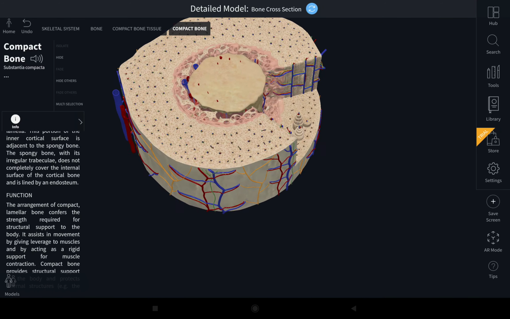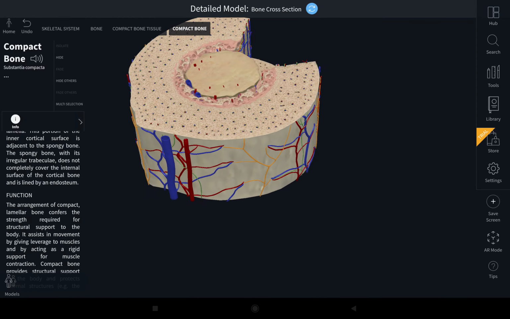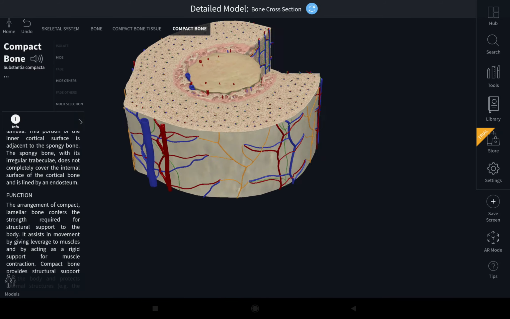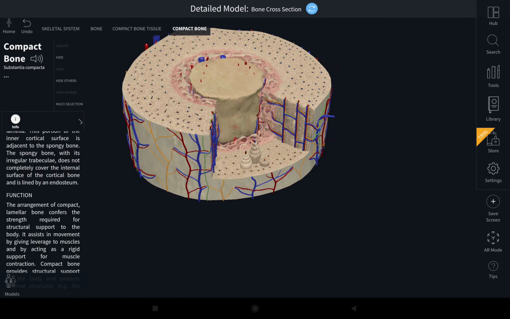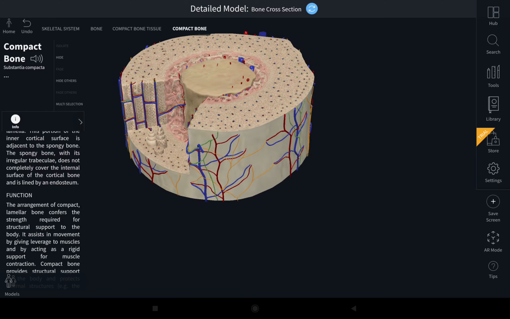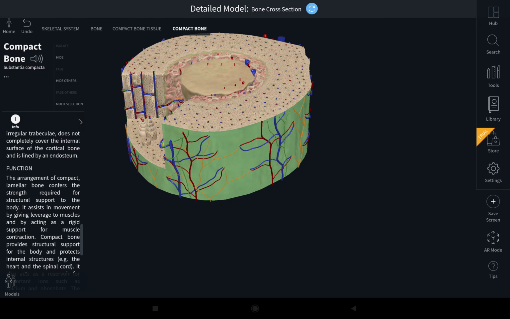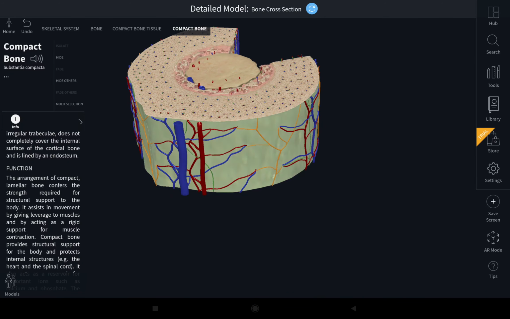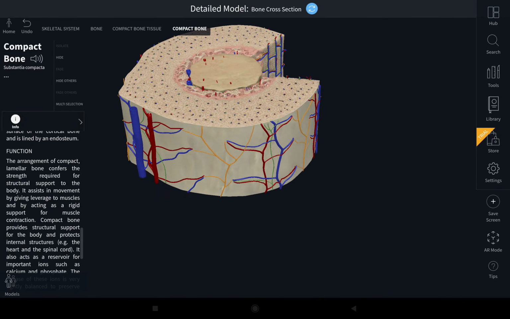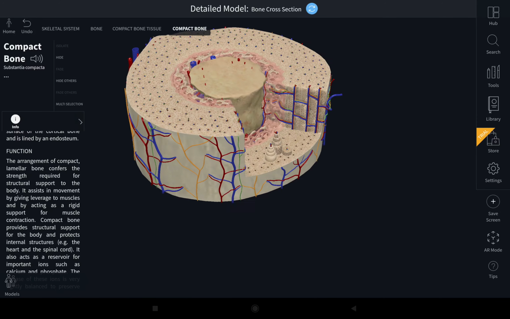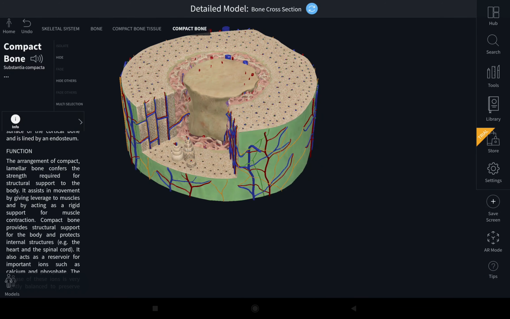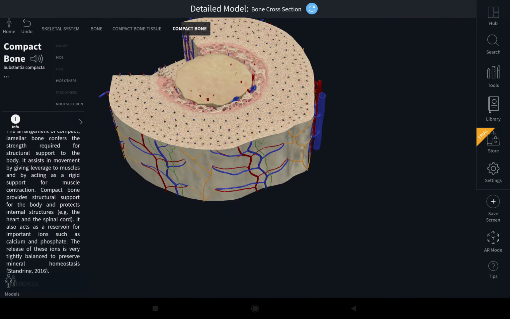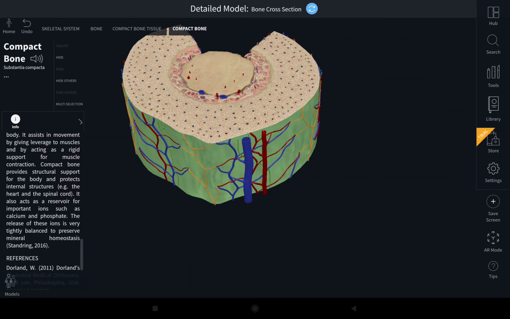The arrangement of compact lamellar bone confers the strength required for structural support to the body. It assists in movement by giving leverage to muscles and by acting as a rigid support for muscle contraction. Compact bone provides structural support for the body and protects internal structures, the heart and the spinal cord. It also acts as a reservoir for important ions such as calcium and phosphate. The release of these ions is very tightly balanced to preserve mineral homeostasis.